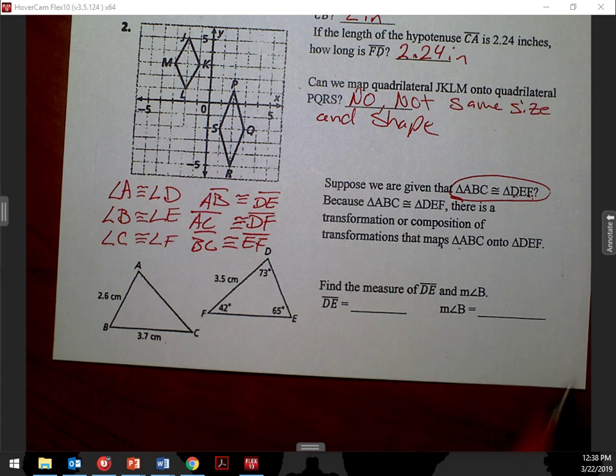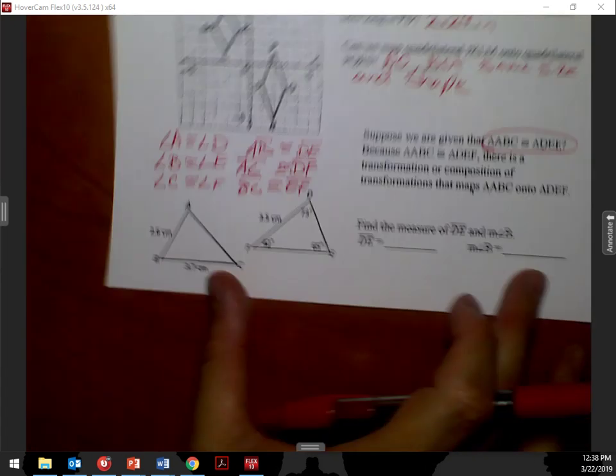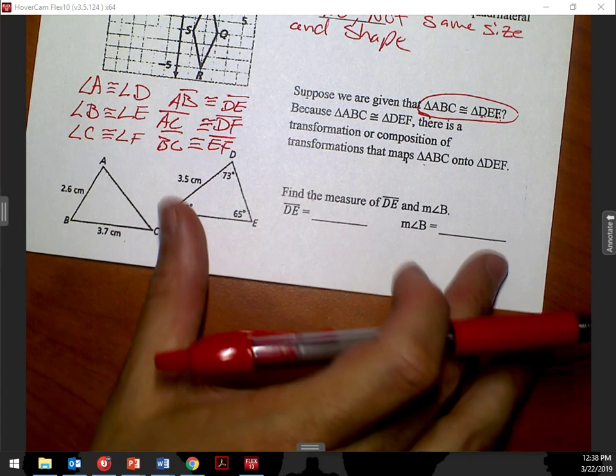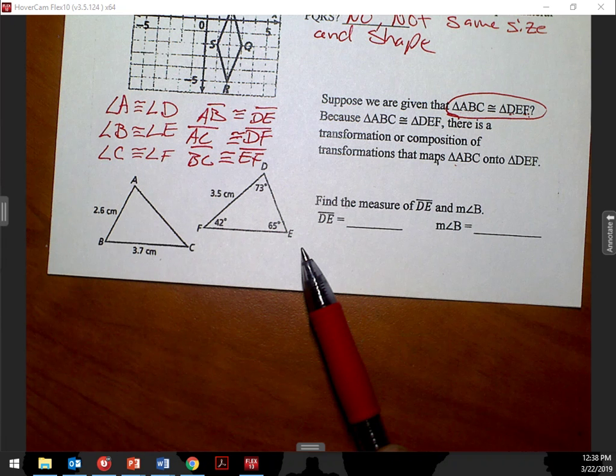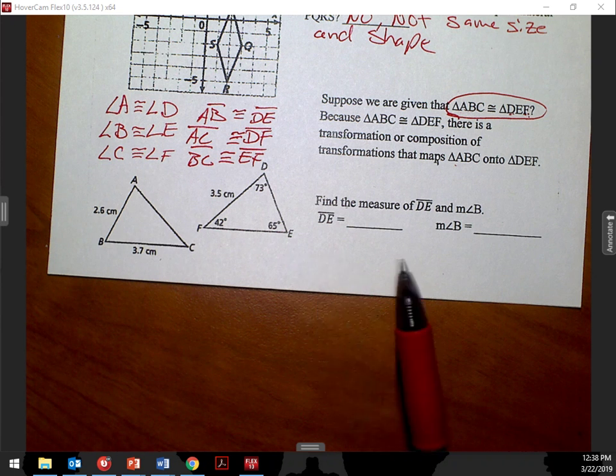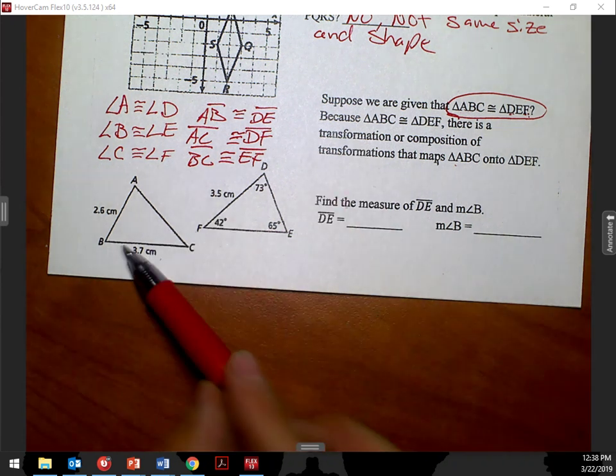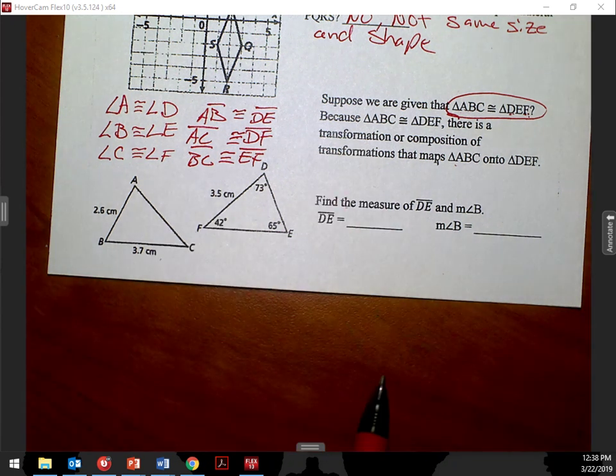So just given this information, I know all of this. Okay, because they are going to be congruent in any rigid transformation, that they are always going to stay the same size and shape. Okay, so let's take a look. So given that information, now we know things are congruent. Okay, so let's go and look at this. Find the measure of DE and angle B. All right, let's start off with angle B. What is angle B going to be? 42. Why is it 42?